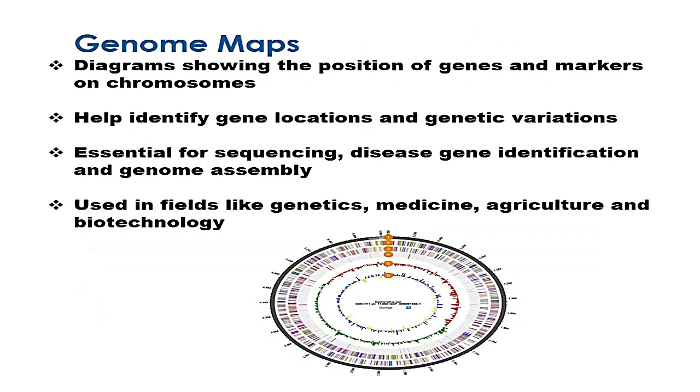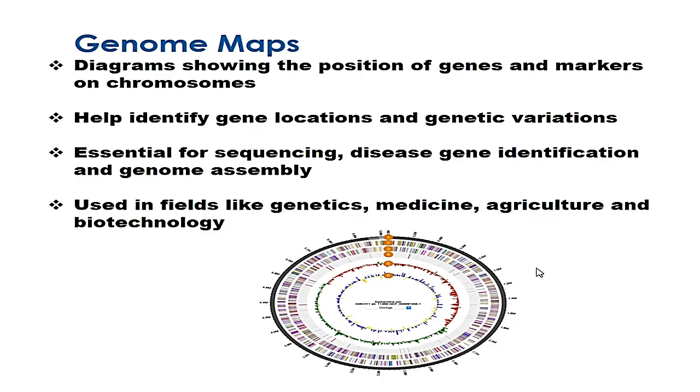So let us see the genome maps. In the picture you can see the circular genome map of an organism, where all these bands locate the different types of genes and their locations. This is a typical example of a genome map. This diagram shows the position of genes and markers. Marker genes are very important genes. They mark the essential features of particular other genes. So these show the position of the genes and marker genes on the chromosomes.